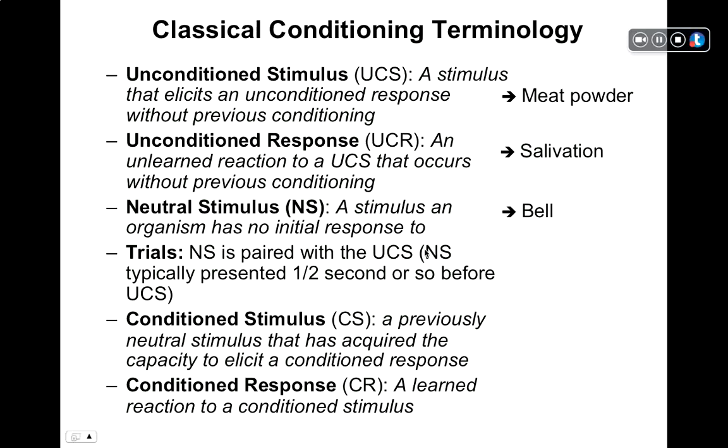In most studies, the neutral stimulus, that is the bell in this case, is presented about a half second or so before the unconditioned stimulus, until the animal learns to associate the neutral stimulus with the unconditioned stimulus. And at that point, you could say the animal has learned something. So we change the name of that neutral stimulus to a conditioned stimulus. So a conditioned stimulus is a previously neutral stimulus that has acquired the capacity to elicit a conditioned response. So in this case, the conditioned response is the salivation.